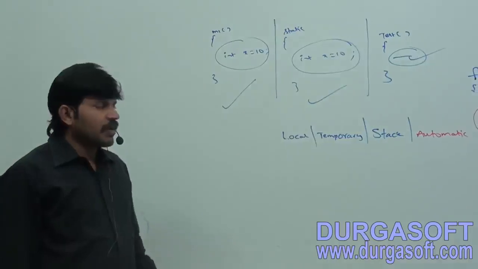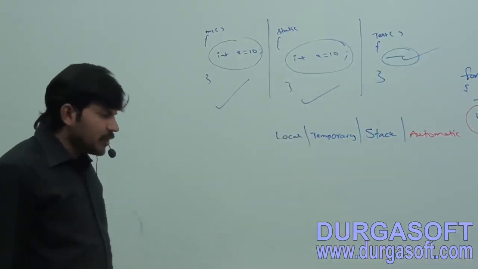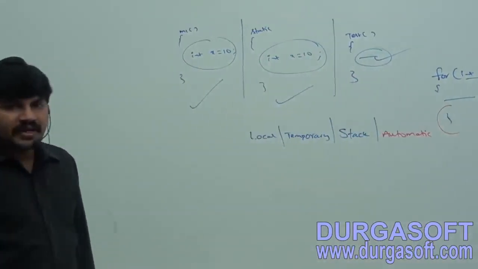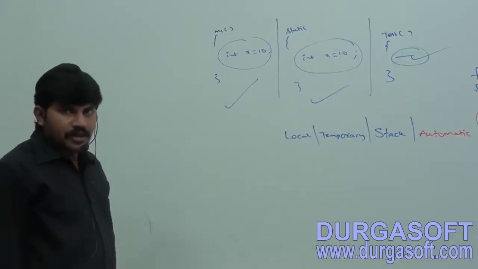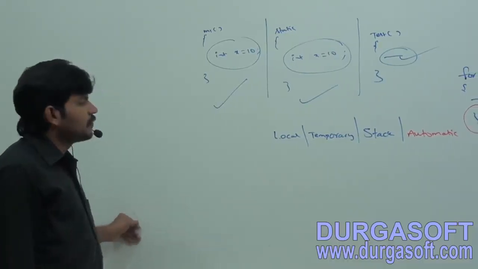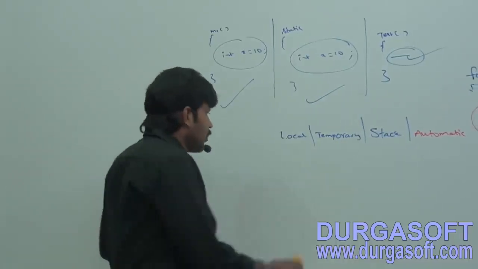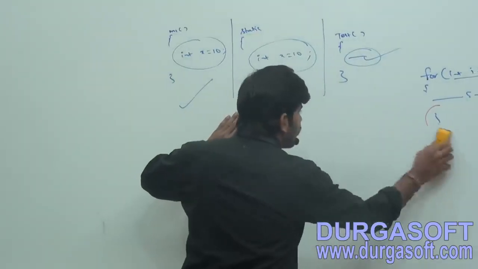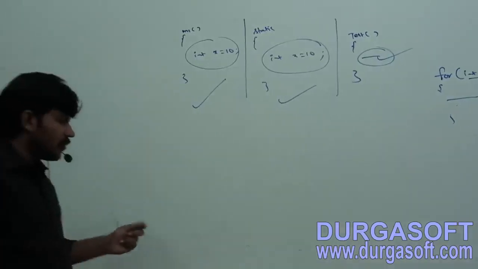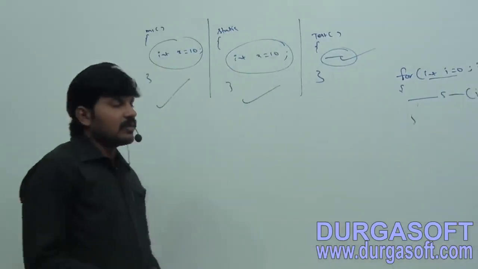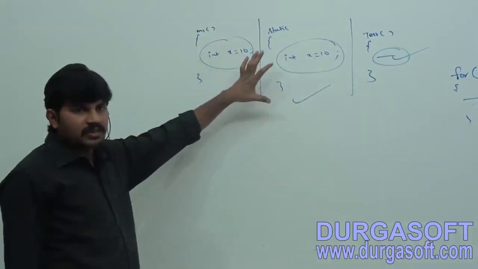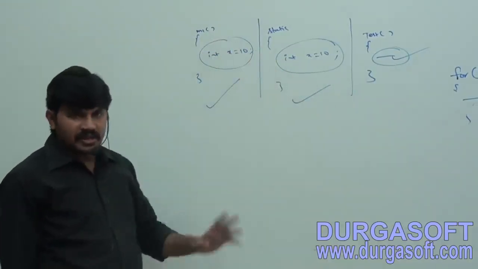Local variables are temporary variables, or stack variables, or automatic variables. Okay, that's all. I hope you people are aware what is a local variable or what is a temporary variable, I mean, where we can declare the local variable.